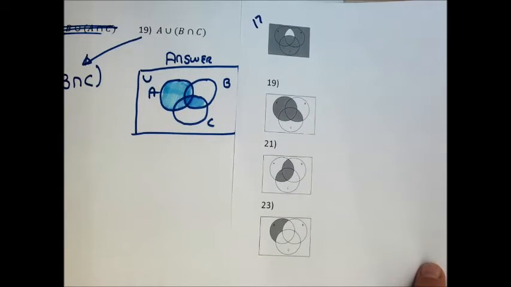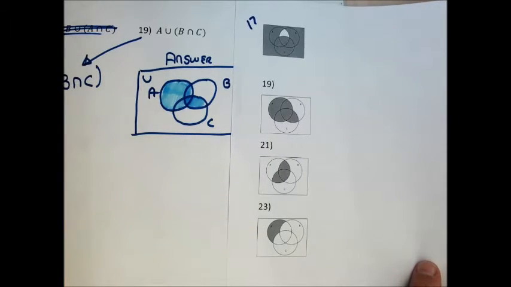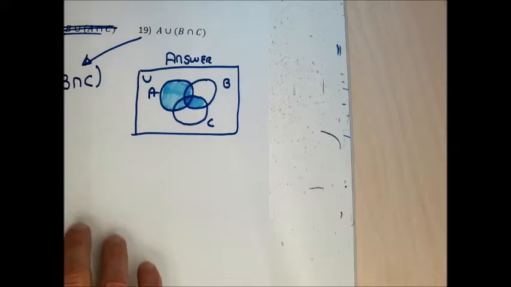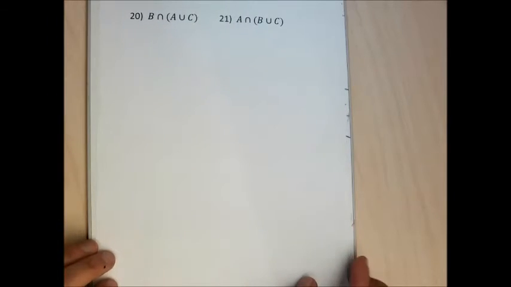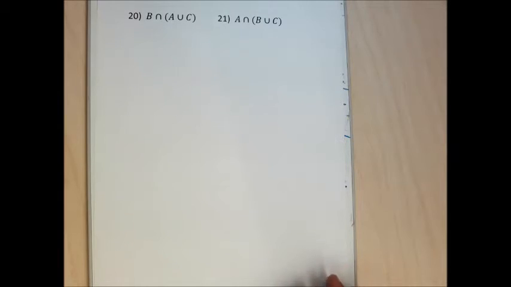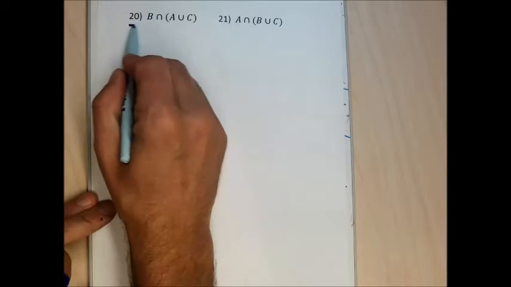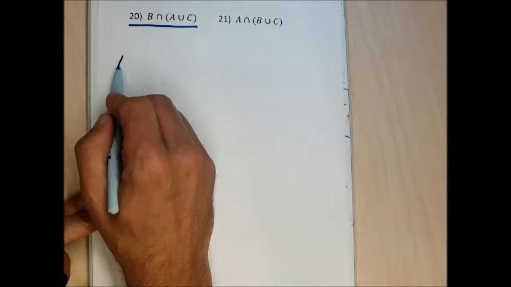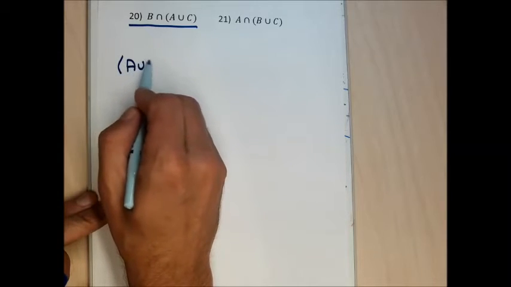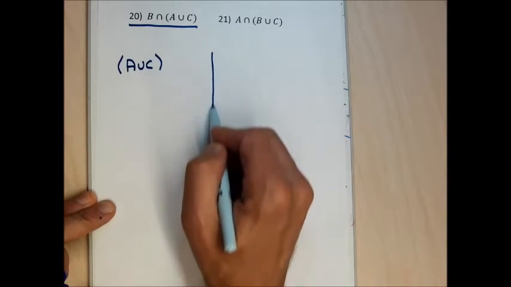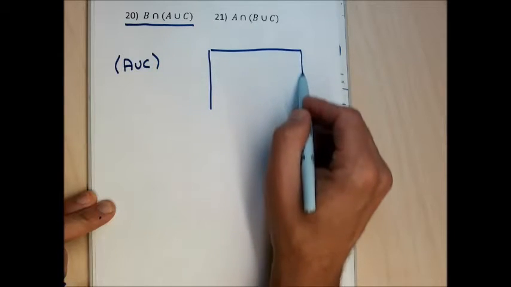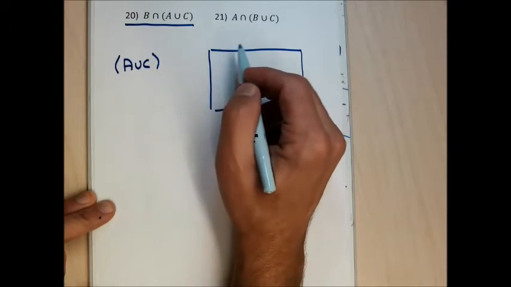So you should, again, be able to tell the regions that I have highlighted, the best you can. So just a few more problems. Problems 20 and 21 are so similar. I'm going to do problem 20. I'm going to start off by doing the parentheses. The parentheses is a union, so I can do it in one color. I need to do A union C. I'm going to represent that in one color.